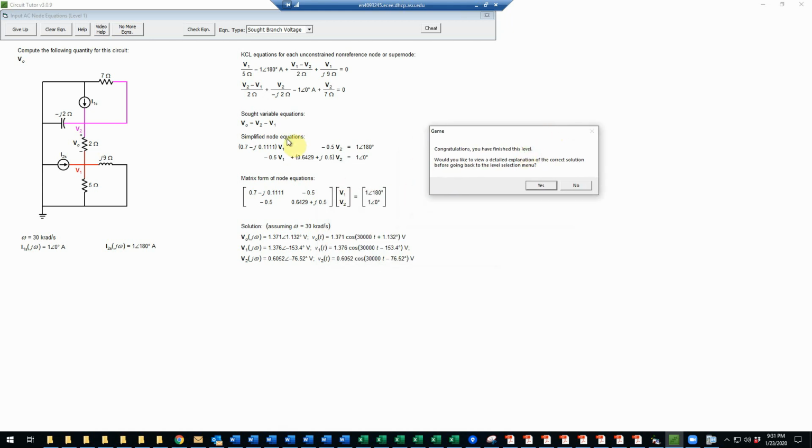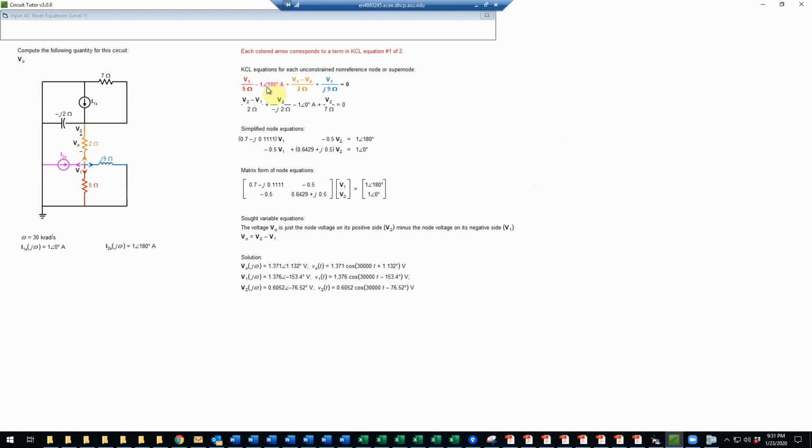That does complete that problem, and if you wanted to get a detailed explanation, for example, of the KCL equations and how the SOT variable equation is derived, then you can request that, and it will show you some more details about that and show you how the different current factors are derived. You can even get a very detailed explanation here if you want to click this button. And that basically concludes that problem.